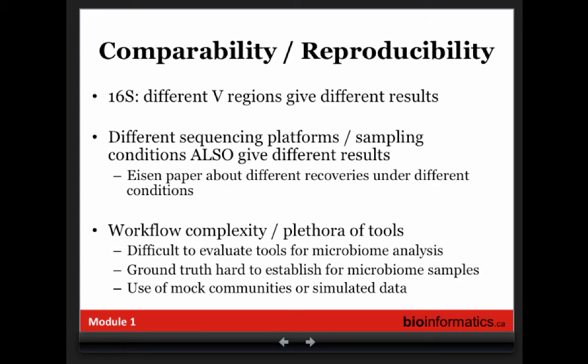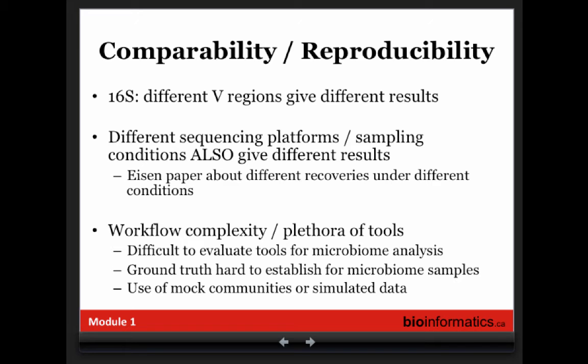So two approaches: one, you just pick the variable region that everyone else uses and it's not dependent. The other approach is maybe you scour the research a bit more and see what the biases are. So if you have a particular taxa that you're interested in, or you know something about the environment already, then you could obviously pick a primer set that maybe doesn't show that bias. But there's no super solution there, so people get a little testy about it.